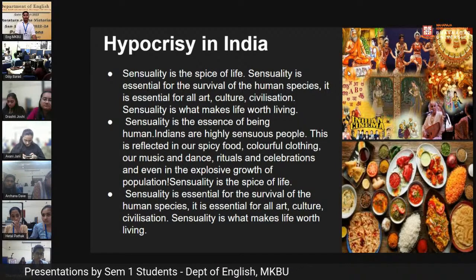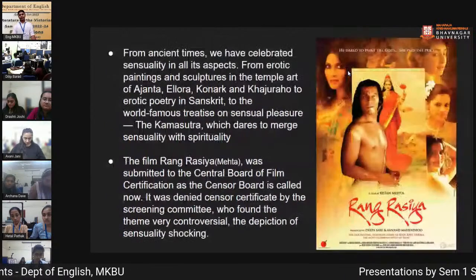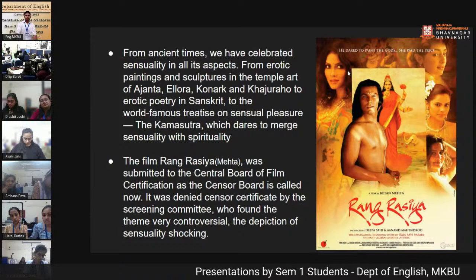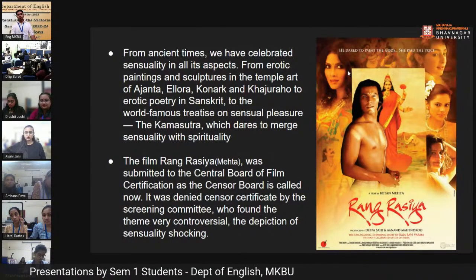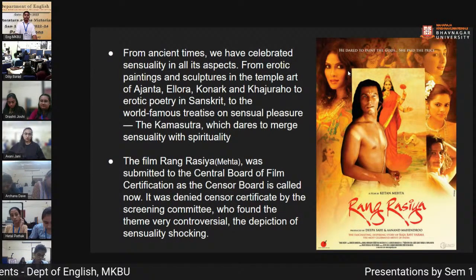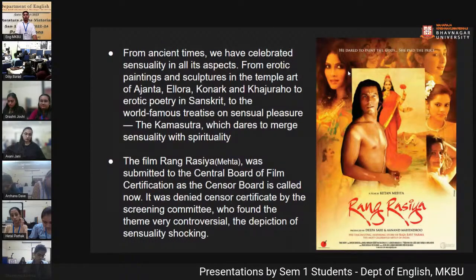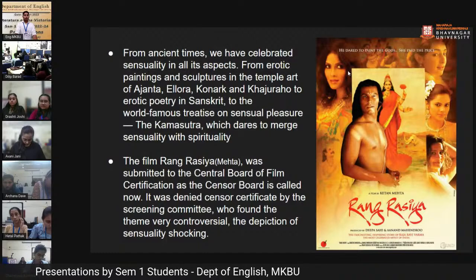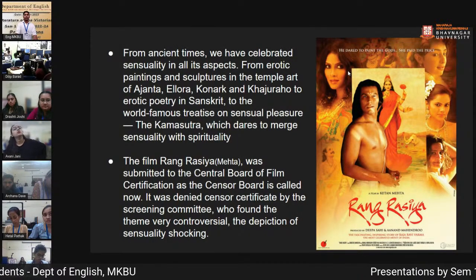Sensuality is what makes life worth living. But now we see India, and we can connect this to the fact that since ancient times we have celebrated sensuality in all aspects, from erotic paintings and sculpture in the temple art of Ajanta, Ellora, Karnak, Khajuraho, to erotic poetry in Sanskrit, to the world famous treatise on sensual pleasure, the Kama Sutra.